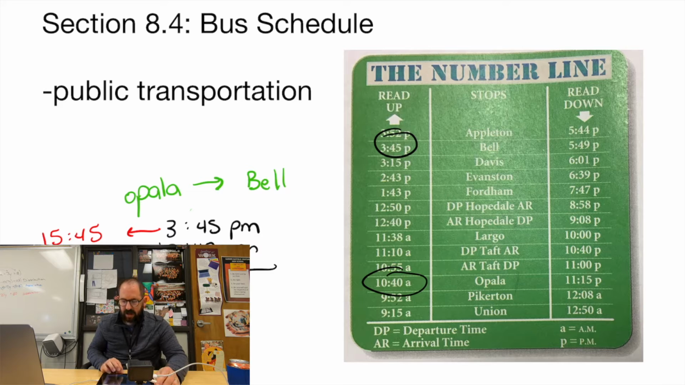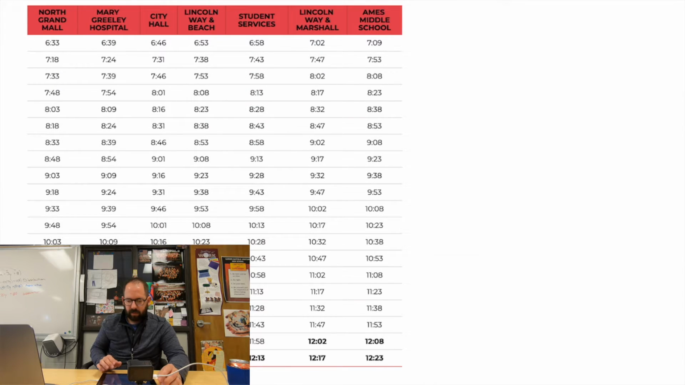Now, let's take a look at a real-life example here. That's all fine and dandy, but let's take a look at a real example. What you're looking at here on my iPad screen is actually a real public transportation bus schedule. This is for Ames, Iowa. Ames, Iowa has one of the most comprehensive public transportation systems in Iowa, basically. It's being sought after and looked after by major metropolitan cities for their efficiency and how they run things.